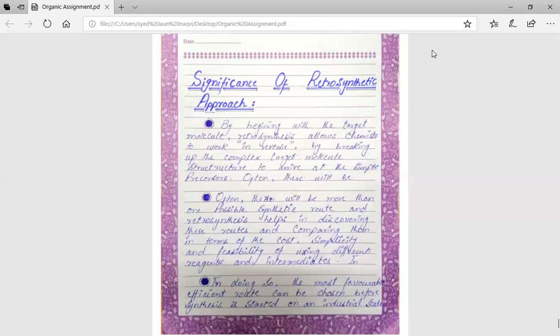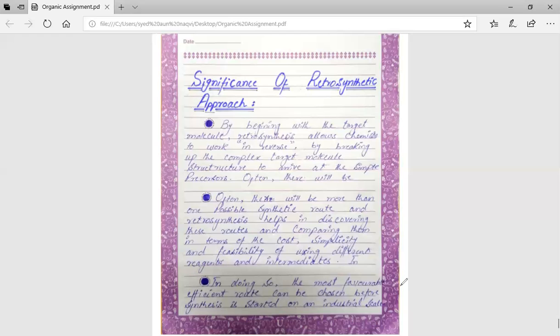So here the question also arises, why do scientists perform this technique? Often there will be more than one possible synthetic route, and retrosynthesis helps in discovering these routes and comparing them in terms of cost, simplicity, and feasibility. Also, green chemistry, or environmentally efficient reactions using different reagents and intermediates. So this is the answer to the question. In doing so, the most favorable efficient route can be chosen before synthesis is started on an industrial scale.